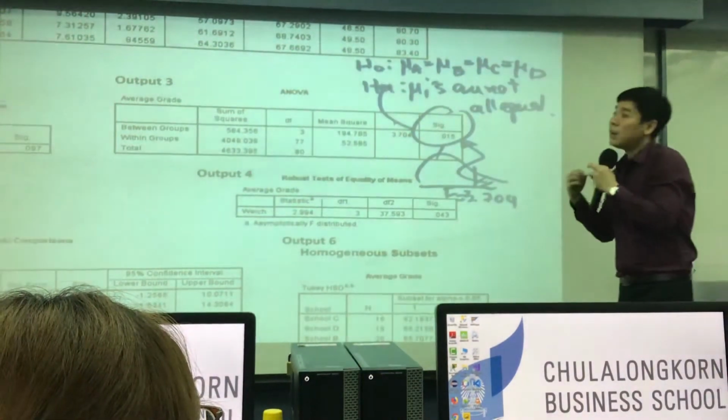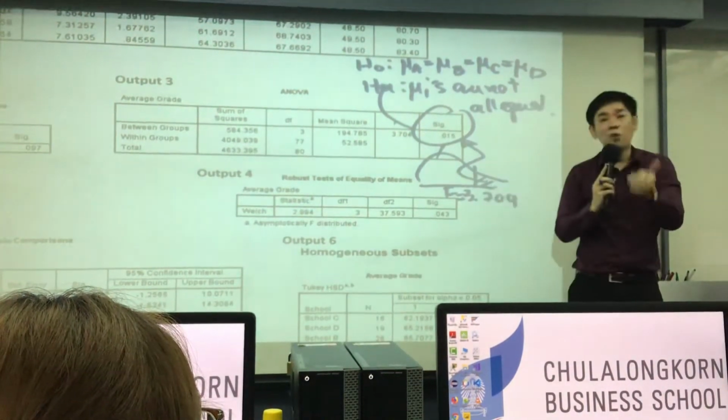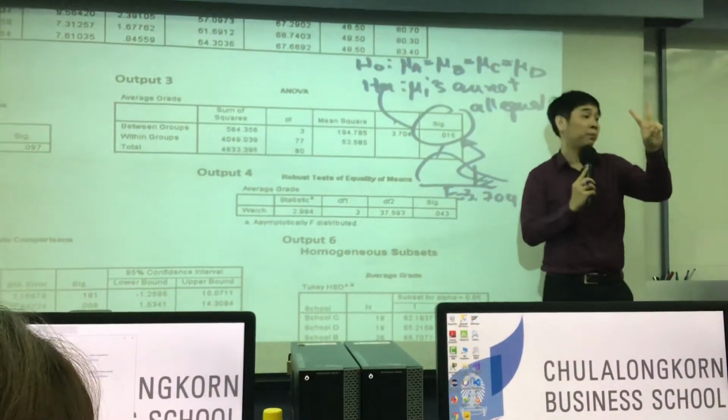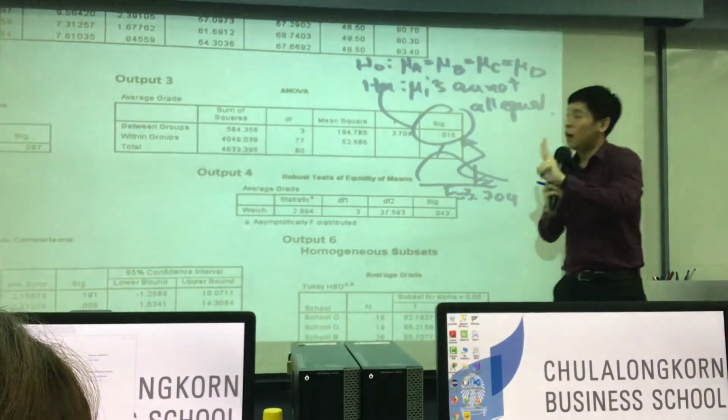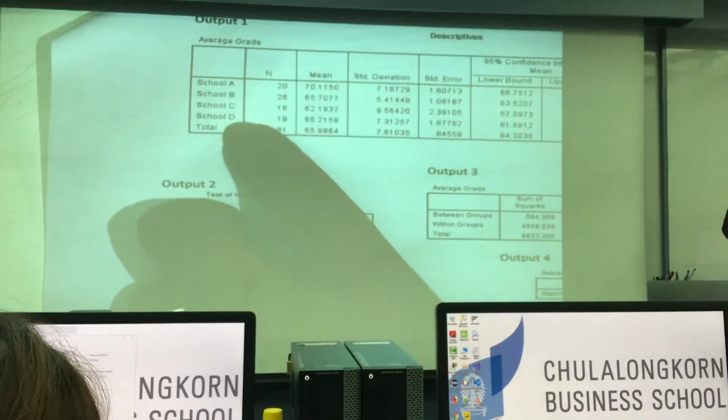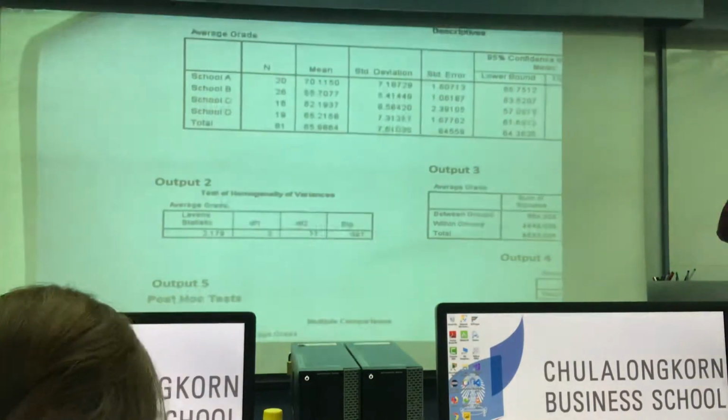But keep in mind that ANOVA needs how many conditions? Two. The first one, we talked about that. We have independence because they are from different schools. Do we have random samples?